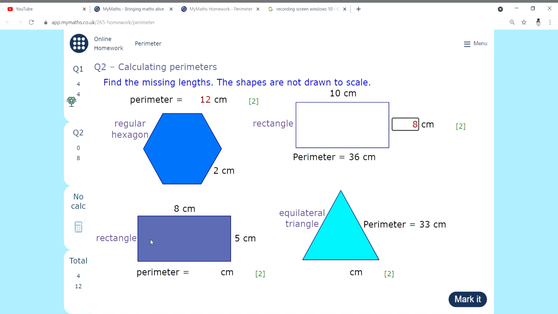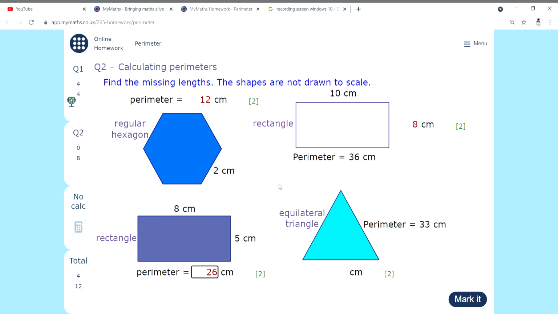Perimeter of this one, we've got 8 and a 5 is 13, and then another 8, so that's 21, and another 5 is 26. And you can use your calculator for doing that one. If you're not happy with just the adding up, just go 8, 5, another 8, another 5. Remember, you've got to go all the way around for the perimeter.